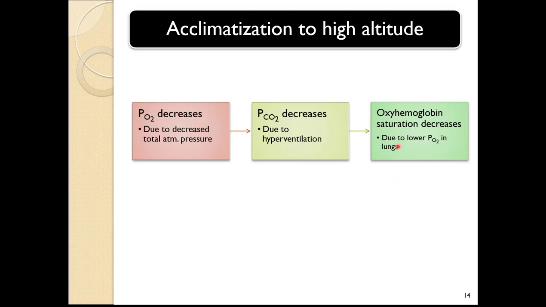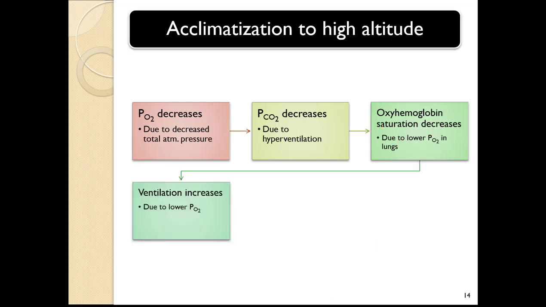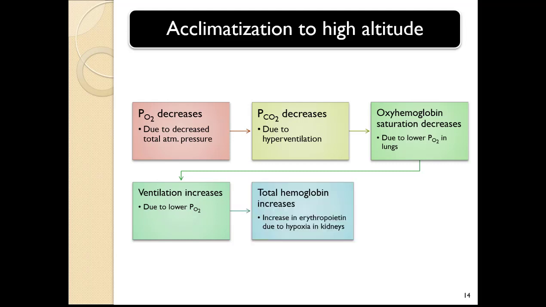This in turn causes the oxyhemoglobin saturation levels to decrease due to the lower partial pressure of oxygen in the lungs. Now this is really more related to this, not as much to this step. This is just an intermediate step that happens. Because of this, our ventilation then increases further, right, due to the low partial pressure of oxygen. And that leads to a total hemoglobin increase eventually due to erythropoietin, and that's because of the kidneys picking up on the lack of oxygen in the blood, which is called hypoxia.